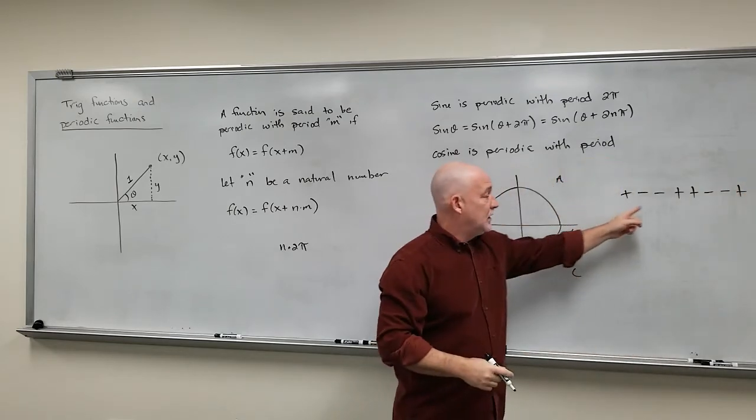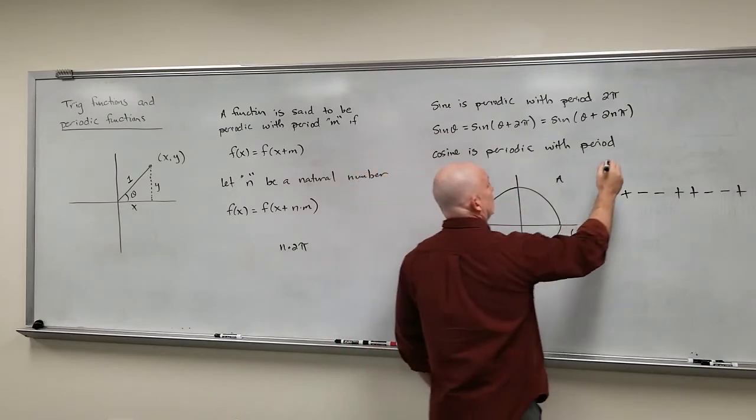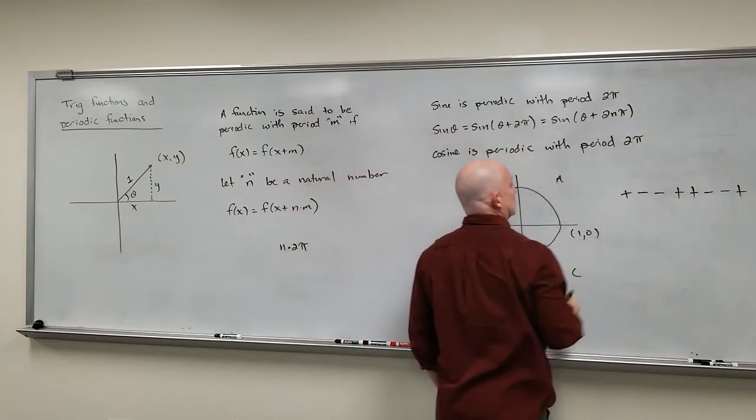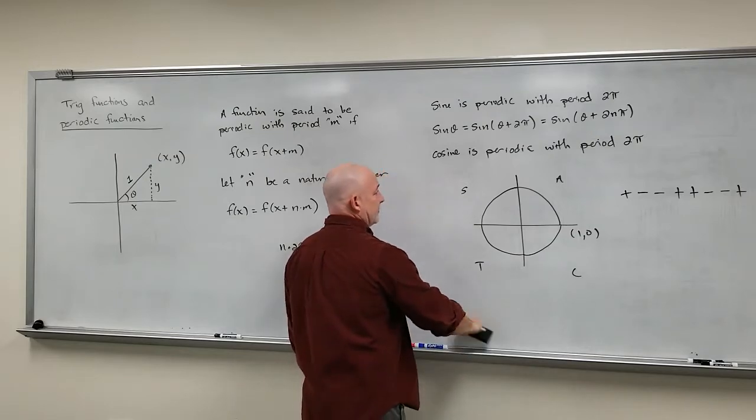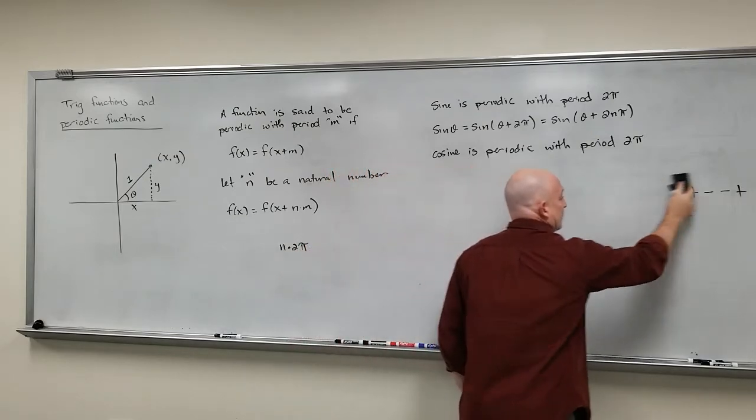So you can see we're repeating again once we go all the way around. So this is also periodic with period 2 pi. Now you can get rid of the circle, and I'm going to have to redraw it because I did a bad job of placing it there.